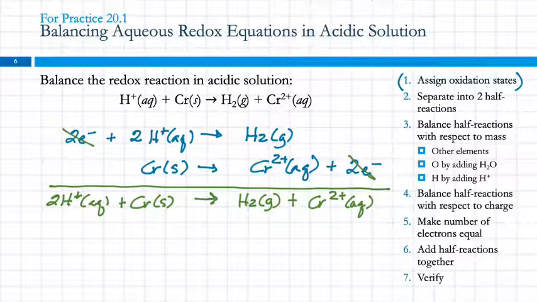This one could be balanced without doing all of these steps. But some of the other ones, not so much. Any questions? We're going to do more examples.